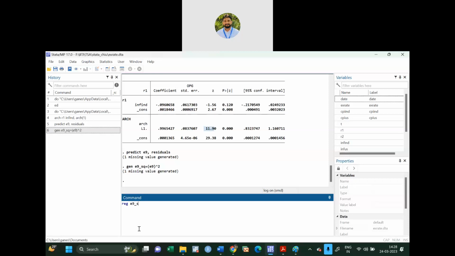E9 square on lag of E9 square. E9 underscore square. Right.